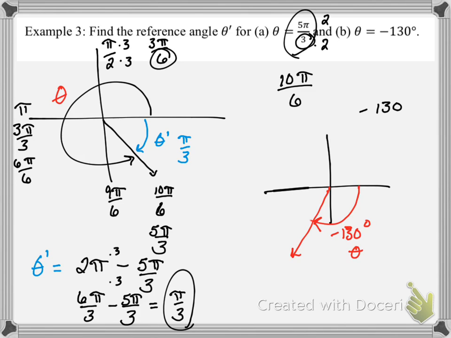So to find my reference angle, my theta prime would be this angle right here. Basically I'm looking for all the way around from here to here would be negative 180. So how much farther do I have to go? If I'm at negative 130 already, and I want to get to negative 180, I'm going to need to take my 180 and subtract that 130 to figure out how many degrees are left, which would be 50 degrees. So my theta prime is 50 degrees in this case. That's my reference angle.